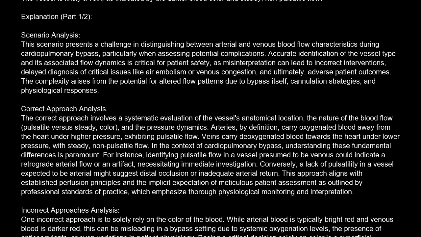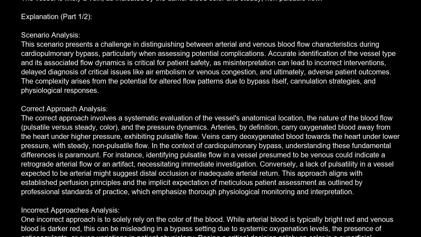Correct approach analysis. The correct approach involves a systematic evaluation of the vessel's anatomical location, the nature of the blood flow, pulsatile versus steady, color, and the pressure dynamics. Arteries, by definition, carry oxygenated blood away from the heart under higher pressure, exhibiting pulsatile flow. Veins carry deoxygenated blood towards the heart under lower pressure, with steady, non-pulsatile flow.